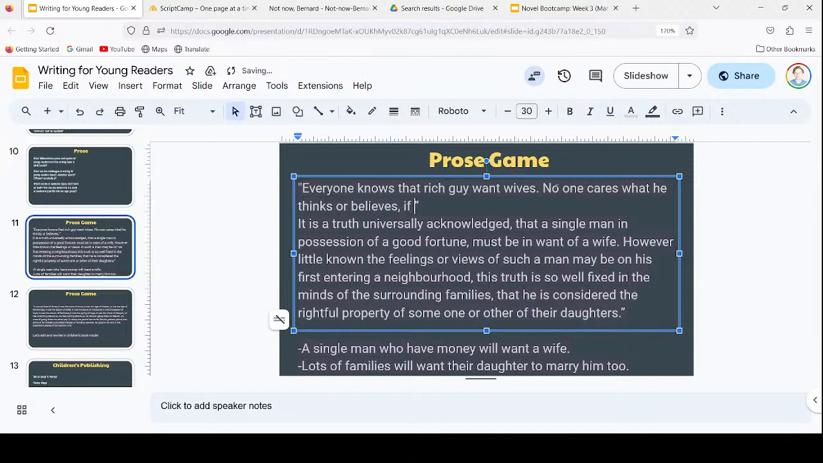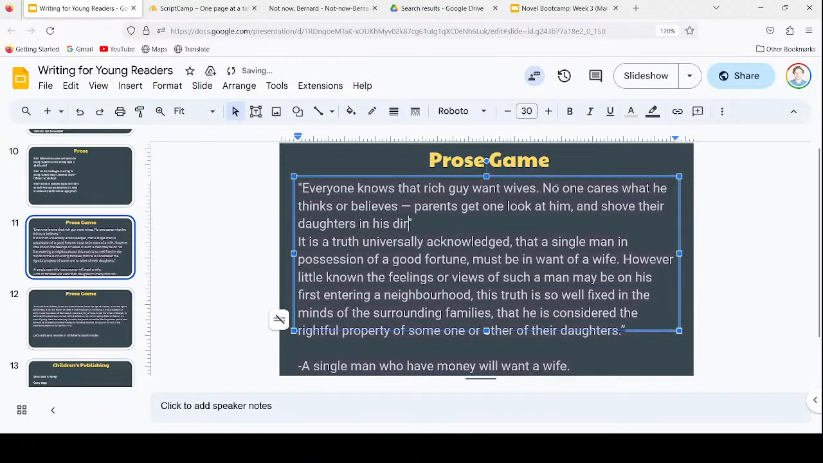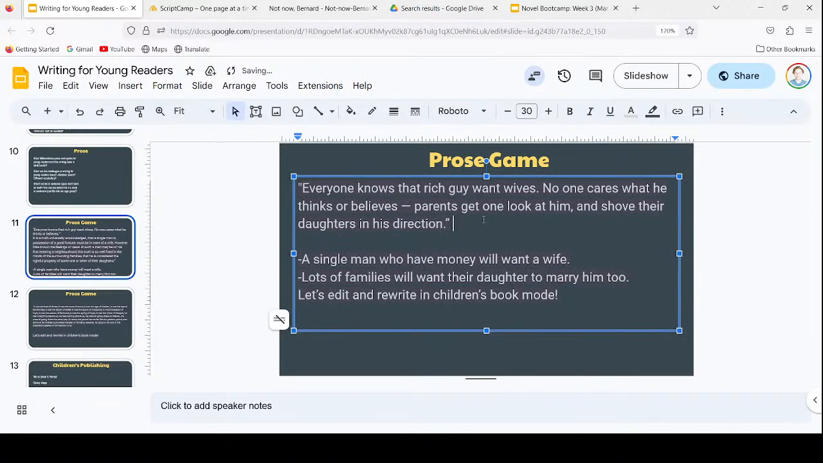Just the fact that he's rich means that families will want their daughters to marry him. Yeah, maybe like families get one, or parents get one look at him and shove their daughters in his direction. Yeah. That might even be a little bit too literary or something, shove, like that. But yeah, no, I like to shove their daughters in his direction, yeah.